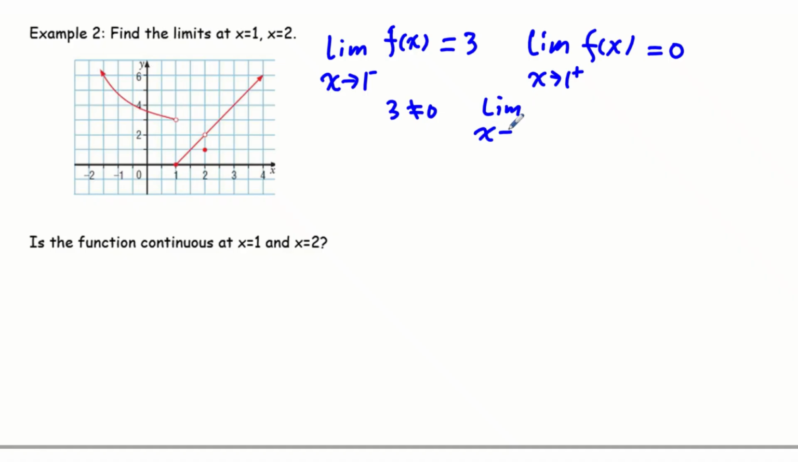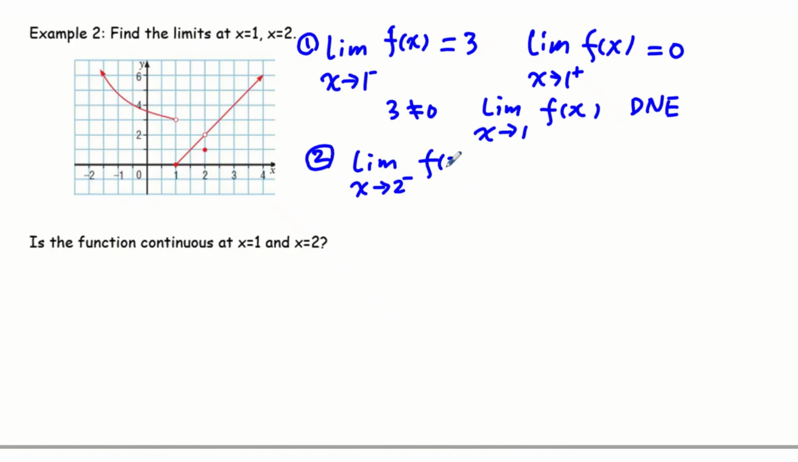The limit as x approaches 1 doesn't exist. So this is for x equals 1, and for x equals 2 we do the same thing. Limit as x approaches 2 from the left side. On the graph, we go from the left to x equals 2. It gives you the y value is 2.